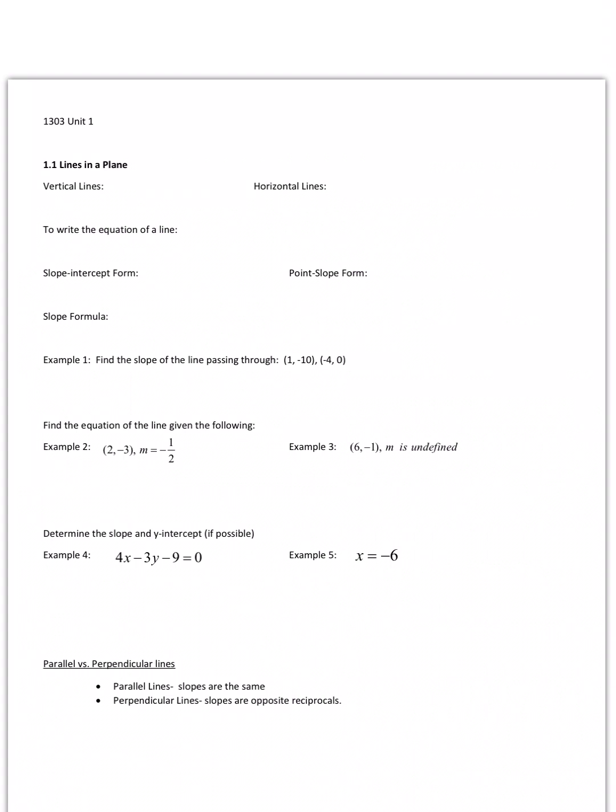Now, to write the equation of a line, hopefully you recall the slope-intercept form is y equals mx plus b. The point-slope form is y minus y1 equals m times x minus x1. You need to memorize that. You need to know that. That's expected of you. It will never be given to you in this course. So remind yourself right now.